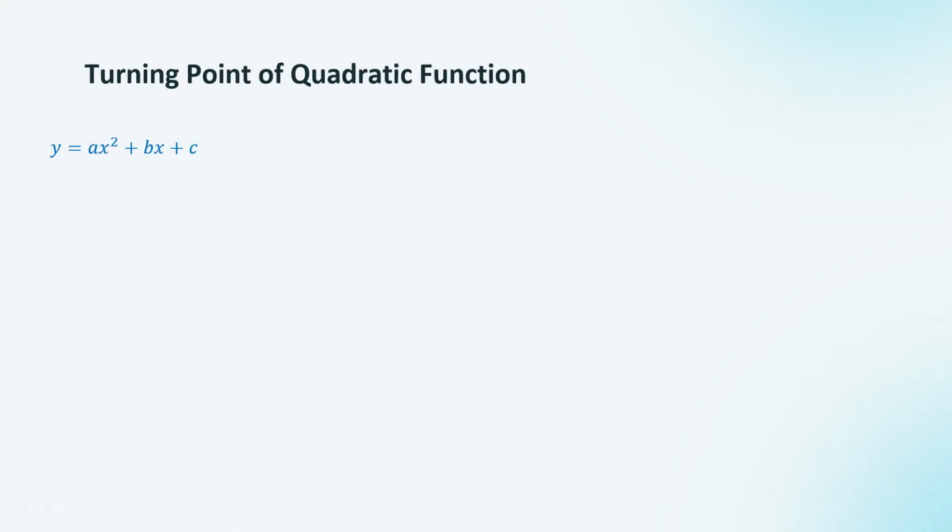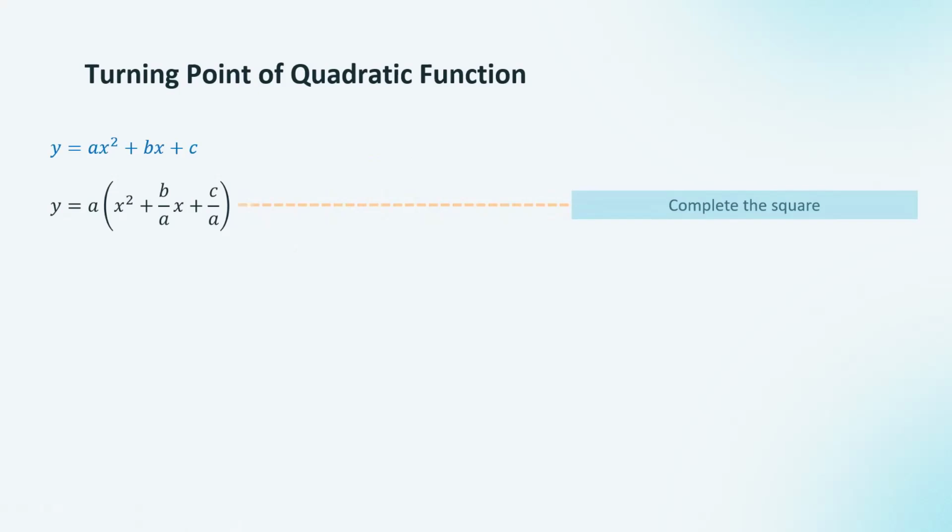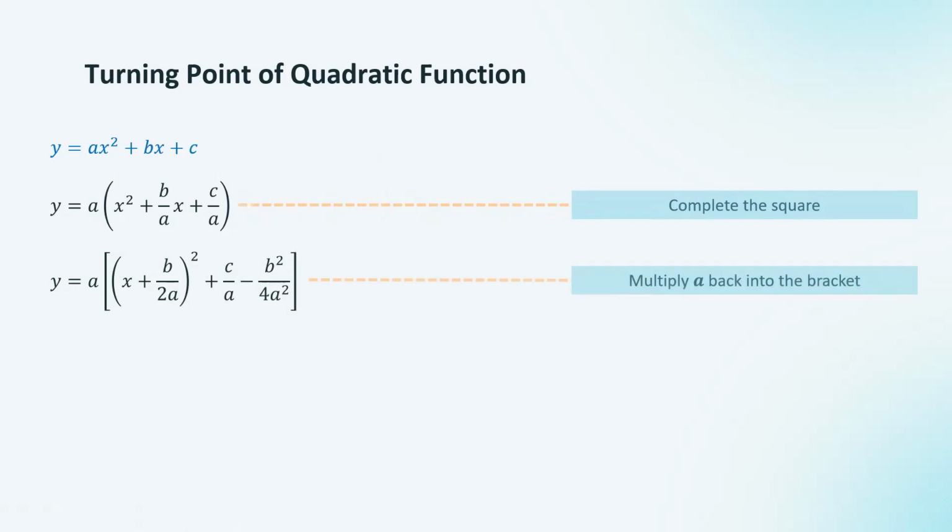So the first step that we will do is we will take out a, so it's going to be a times x squared plus b over a x plus c over a. After this, we can try to complete the square. This one is going to be a bit complicated, but I will give you the final result. So it's going to look like this. After this, we will multiply a back into the bracket, and it's going to look like this expression.